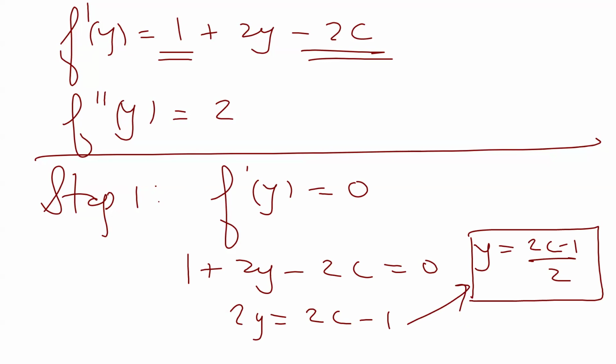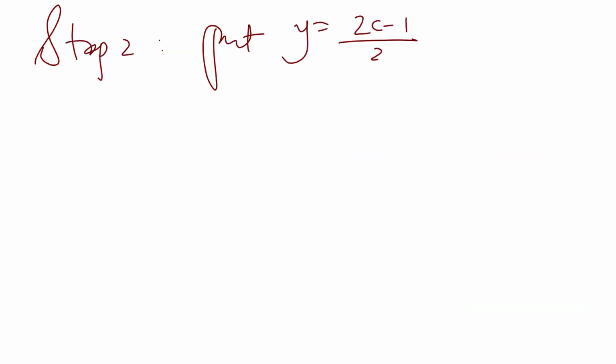Now where to put this value? Where to put this value of y? In f double dash y. Correct. Step 2. Put y is equal to 2c minus 1 upon 2 in f double dash y.